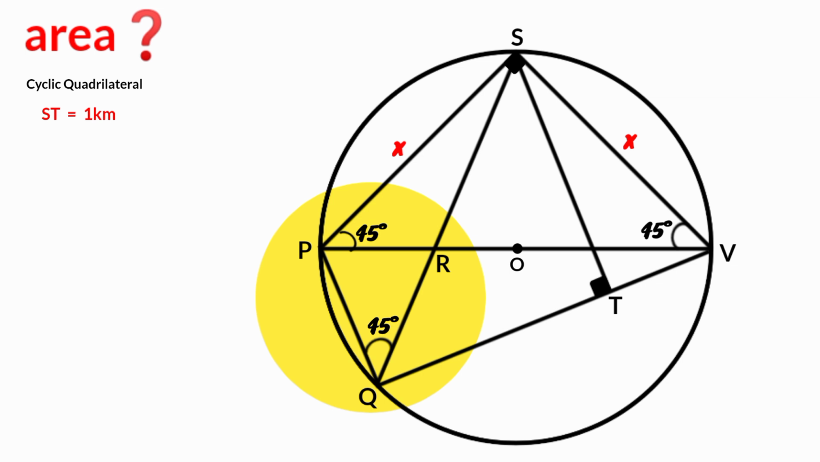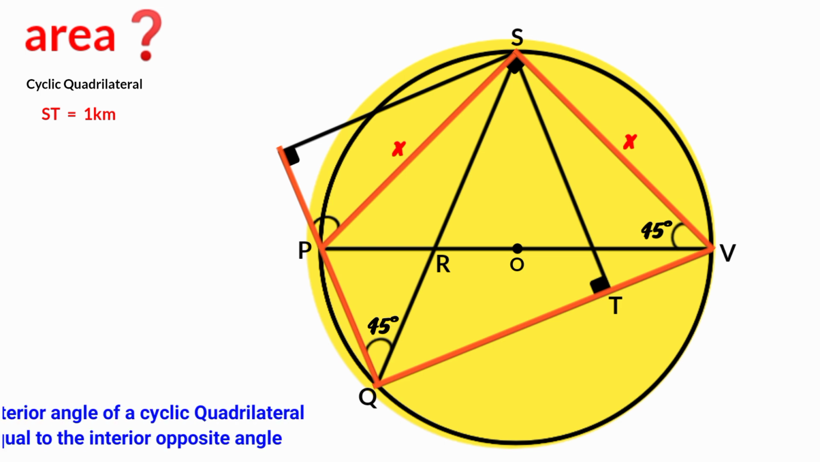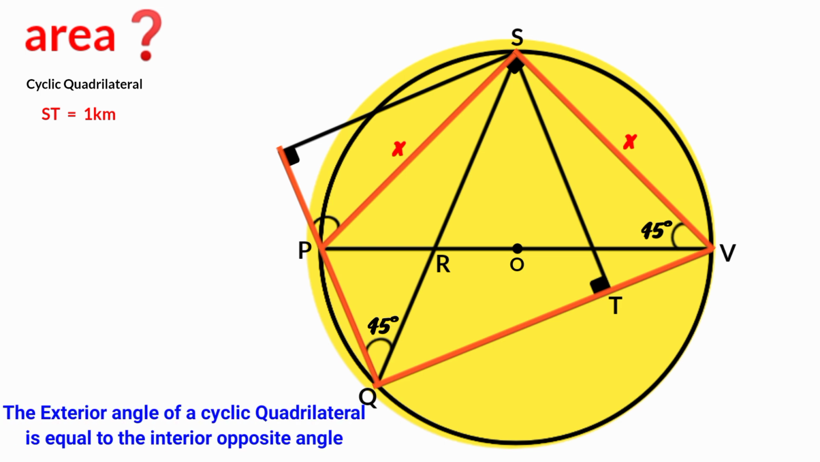Come here, this line PQ, extend it here to meet another line from this point S at right angle. This angle here is an exterior angle of this cyclic quadrilateral. From the circle theory, there is a rule that the exterior angle of a cyclic quadrilateral is equal to the opposite interior angle, which is this here. So if we let this be A, this must also be A.